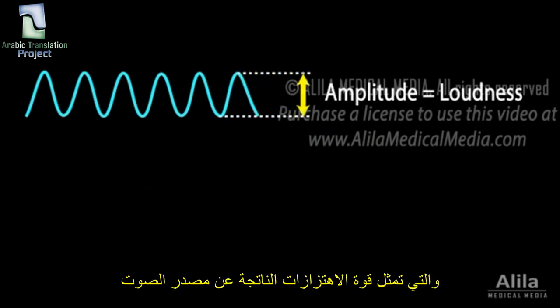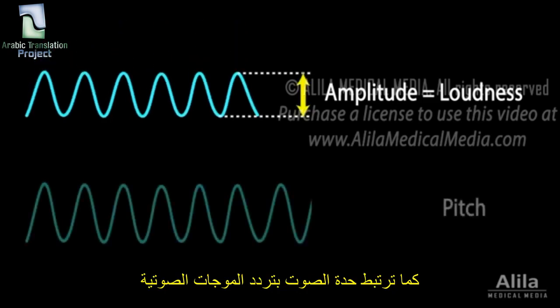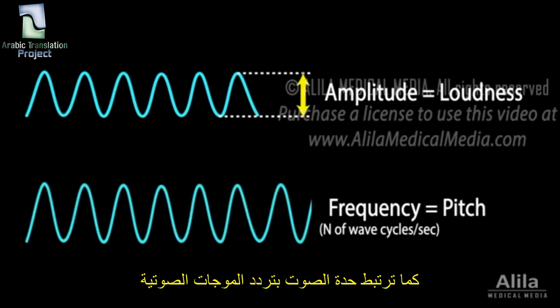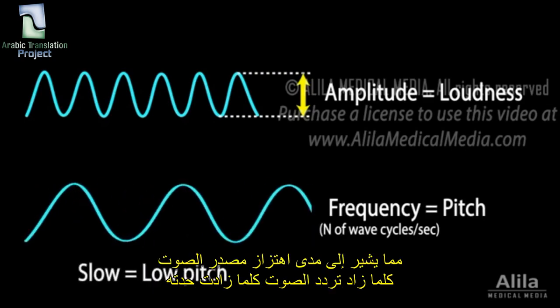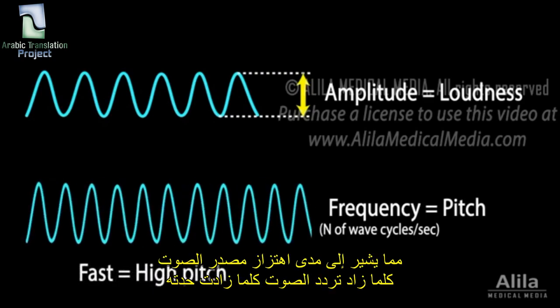The loudness of a sound is determined by the amplitude of sound waves, which represents the strength of vibrations produced by the sound source. The stronger the vibrations, the higher the amplitude of sound waves, the louder the sound. The pitch of a sound is related to the frequency of sound waves, which indicates how fast the sound source vibrates. The higher the frequency, the higher the pitch.